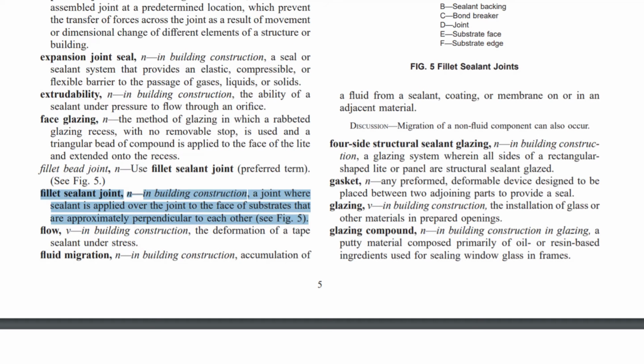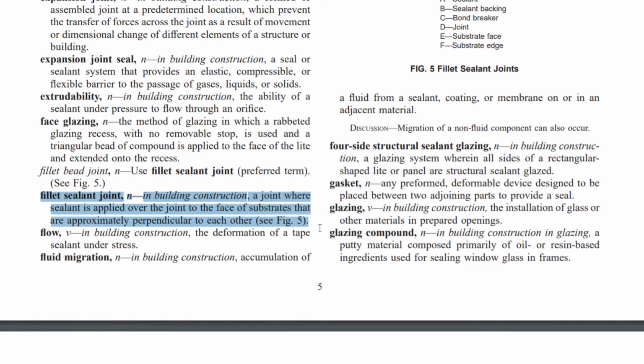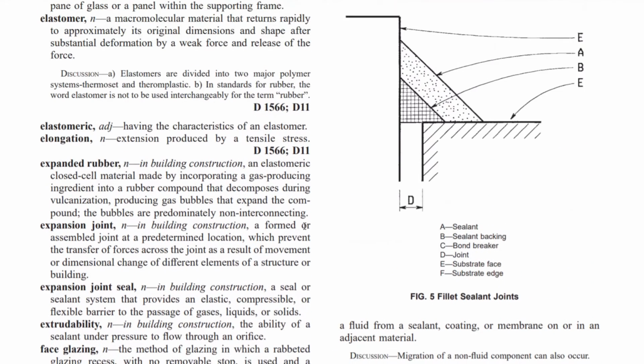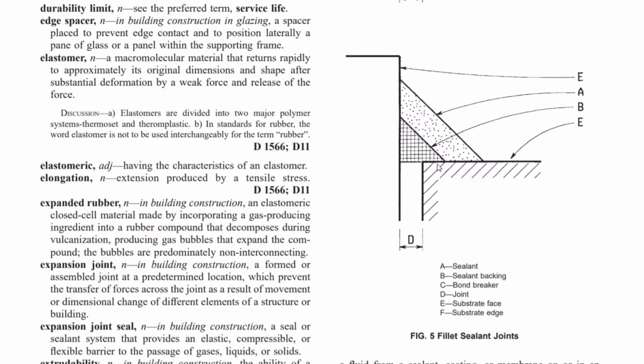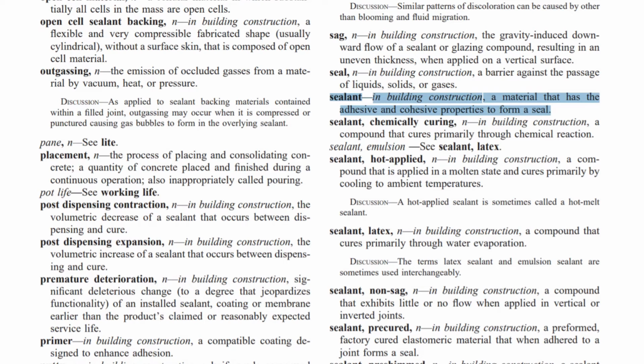A fillet sealant joint is a joint where sealant is applied over the joint to the face of substrates that are approximately perpendicular to each other. Figure 5 shows us this condition where we have two different building elements. They're being joined by A, which is sealant, and B, which is sealant backing. Sealant refers to a material that has the adhesive and cohesive properties to form a seal.